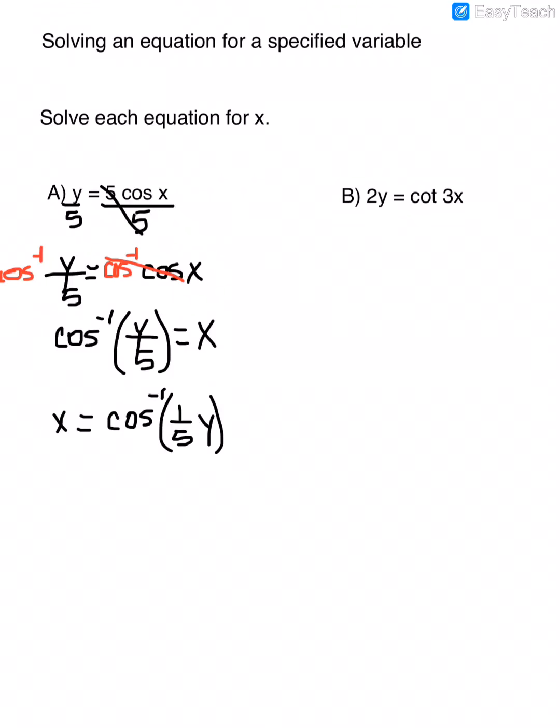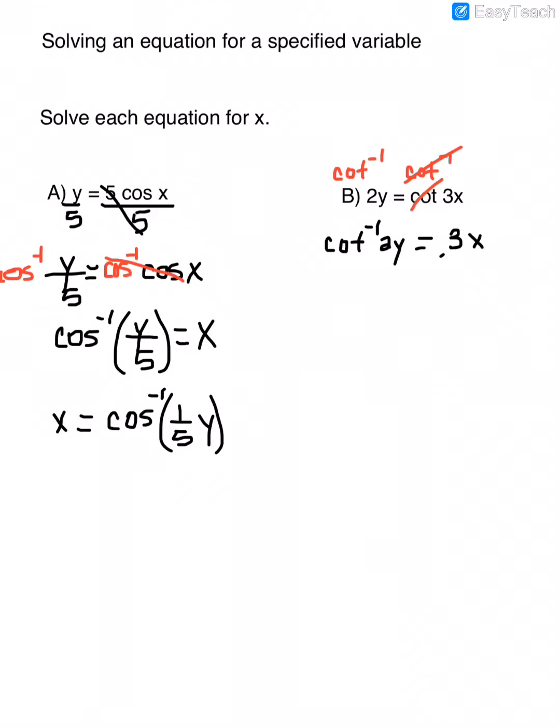In the next one we have 2y is equal to cotangent of 3x. In order to get to the x, we have to start with what's farthest away from it first, so we start with that cotangent. To undo cotangent, we take cotangent inverse of both sides of the equation. Cotangent inverse and cotangent cancel each other out. So now I have cotangent inverse of 2y is equal to 3x.